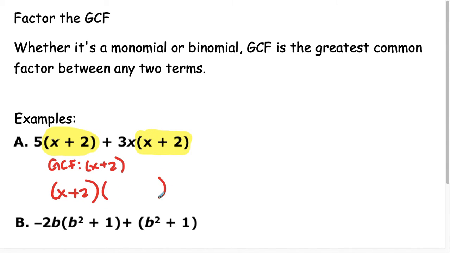then what we have left is the following. In the beginning, 5 was being multiplied by x plus 2. So x plus 2 must be multiplied by 5 to get this first term back. In the second term, 3x was being multiplied by x plus 2. So what we have left here is this positive 3x. So this is the factored form once I figure out what the GCF is.